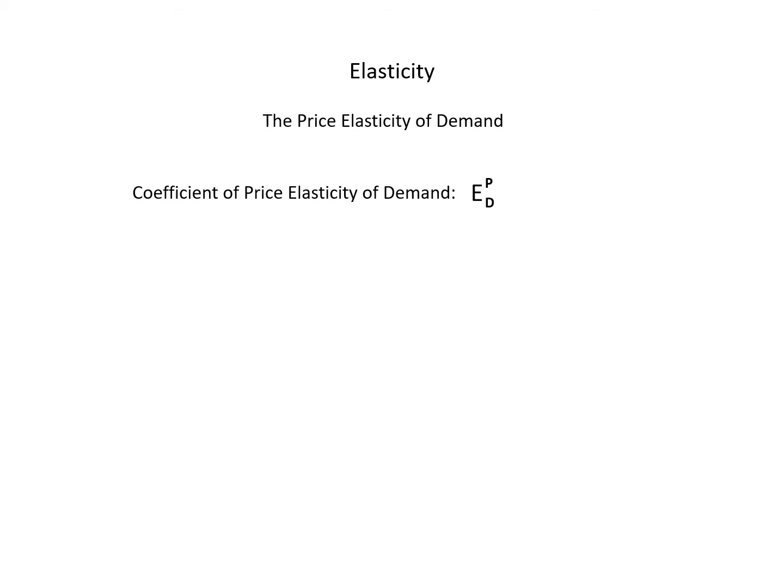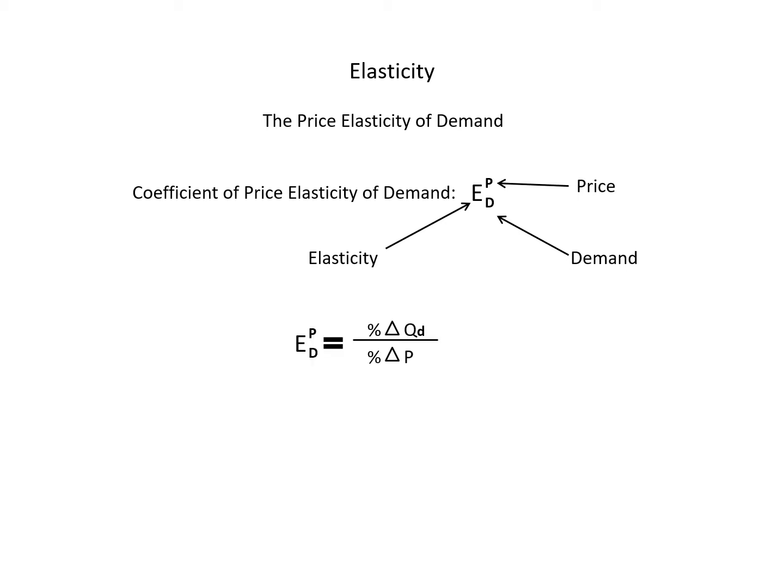We'll use this expression to represent the coefficient of price elasticity of demand. E will represent elasticity. The superscript P will represent price, the independent variable. The subscript D will represent demand. Technically, though, the dependent variable is quantity demanded, not demand. Here's the formula for computing the coefficient of price elasticity of demand. It is the ratio of the percent change in quantity demanded relative to the percent change in price.